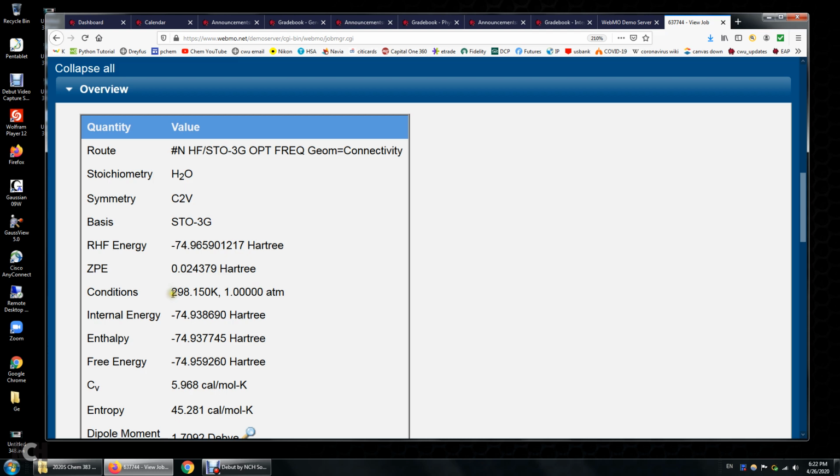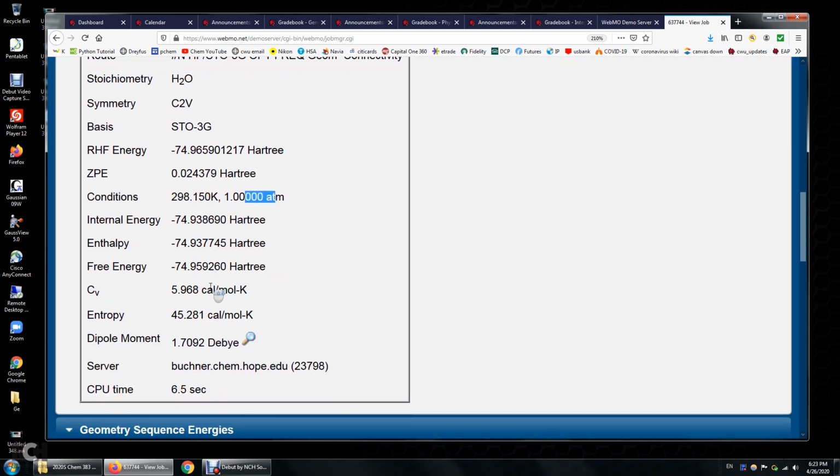And we have conditions here. The internal energy, enthalpy, and Gibbs free energy, these three numbers are obtained for the room temperature and 1 atm pressure. We also calculated the heat capacity under constant volume condition for the water molecule. What about CP? Well, in this case, we are looking at just one water molecule in the gas phase. So CP equals CV plus R. R is the gas constant. We also calculated the entropy of water molecules in the gas phase. And the dipole moment of a single water molecule. This is the host name of the computer we used. We used 6.5 seconds of CPU time.